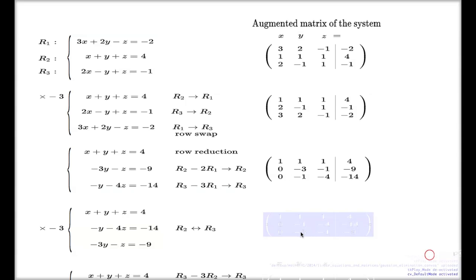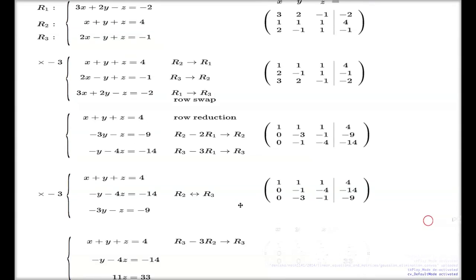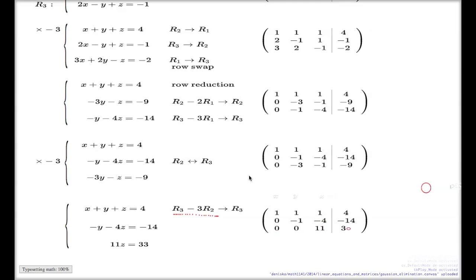Now, another row swap, which means I have to swap these two, because -1 is a preferable number rather than -3. So if I do this row swap now, here it is. And the final row reduction produces the matrix which corresponds to my triangular shaped system of linear equations.